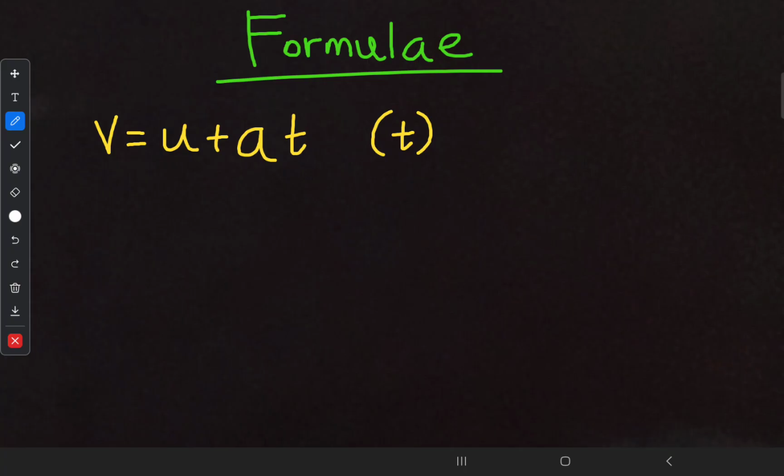For that, T is on the right side. You have to analyze this first. T is multiplied with A, and that particular value is added with U. Let's discuss how to approach this question.